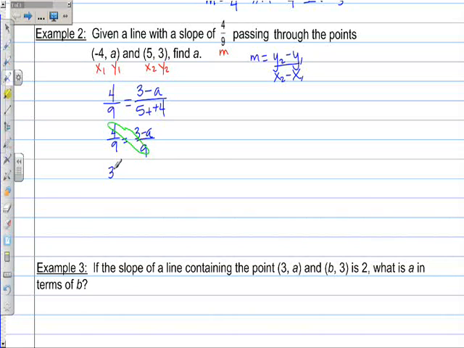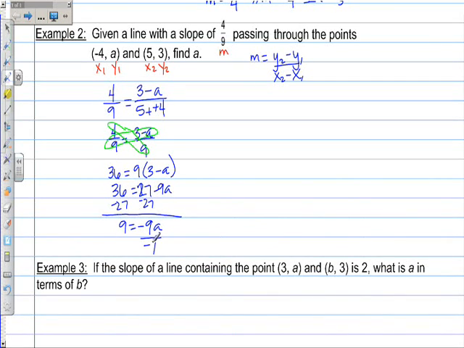9 times 4 is 36, equals 9 times (3 minus a), so you'd write 9 parentheses 3 minus a. So you end up with 36 equals 27 minus 9a. Subtract 27, subtract 27. You end up with 9 equals -9a. Divide by -9, divide by -9. And you can see that -1 equals a. Okay?